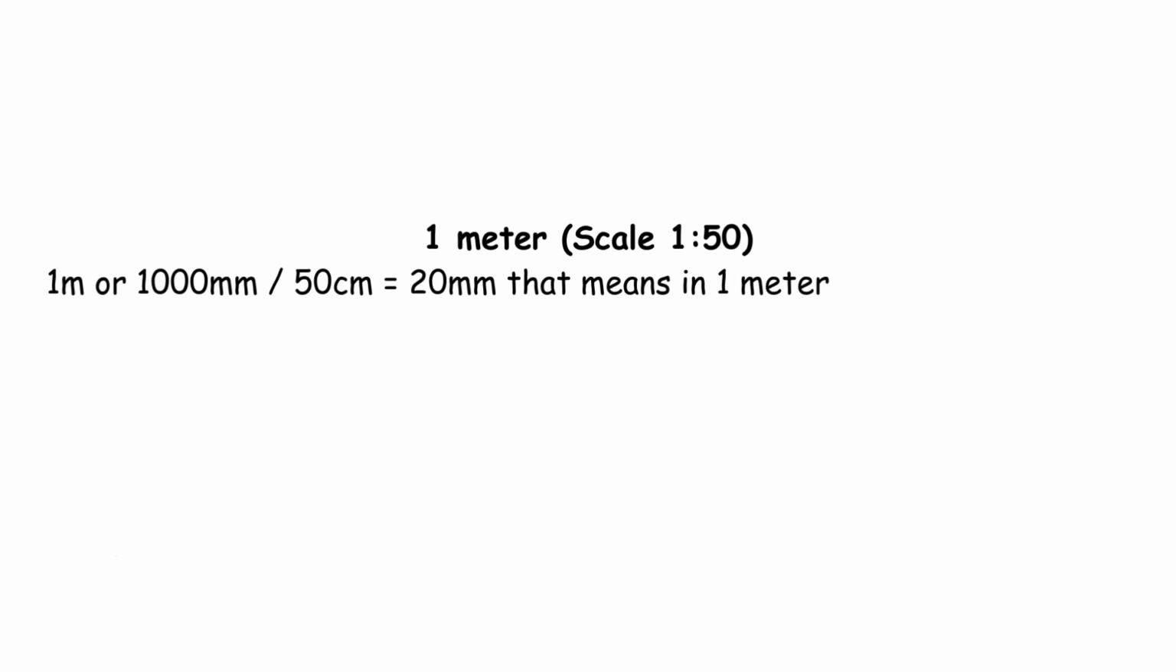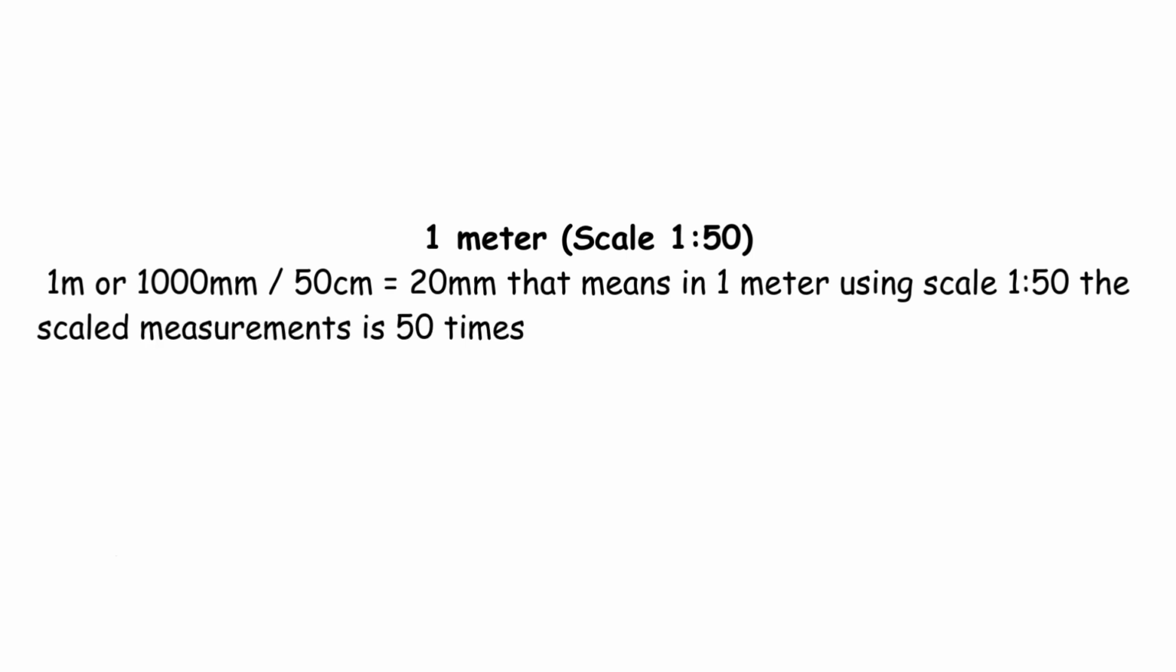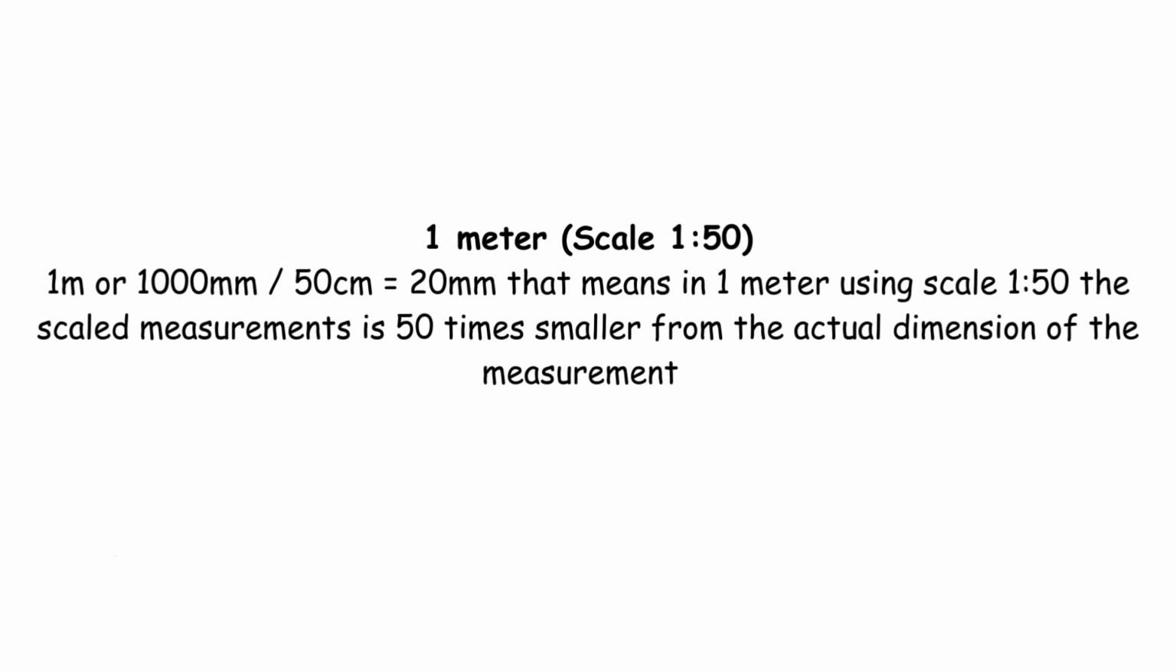Meaning, in 1 meter, scale 1 is to 50, the 1 meter or 1000 millimeters divided by 50 is equal to 20 millimeters. That means in 1 meter using scale 1 is to 50, the scaled measurements are 50 times smaller from the actual dimension of the measurements.